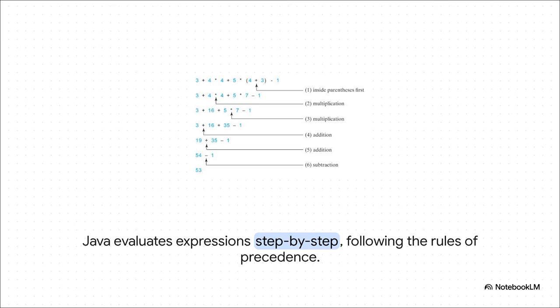No way. First, it hunts down any parentheses and solves what's inside them. Then, it looks for any multiplication or division and does that next. Only at the very end does it handle the addition and subtraction. You have to follow this exact order to get the right answer.